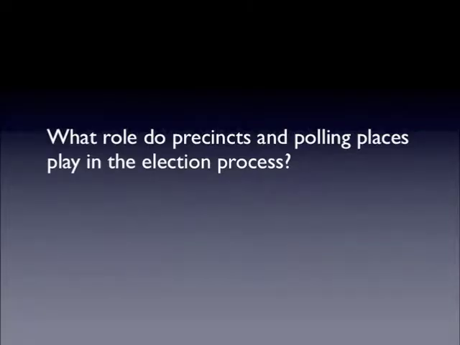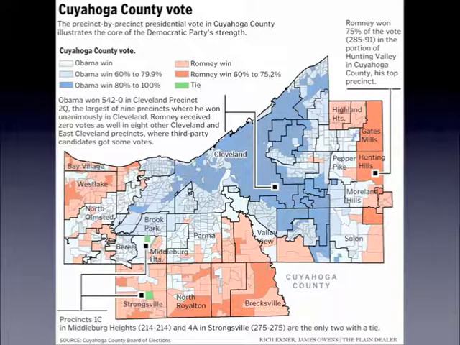What role do precincts and polling places play in the election process? A precinct is a voting district. Precincts are the smallest geographic units used to carry out elections. A precinct election board supervises the voting process in each precinct.